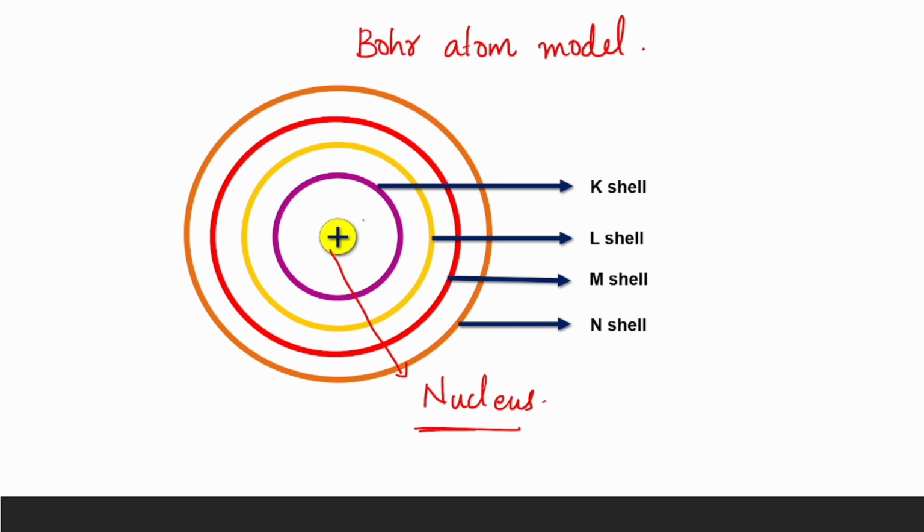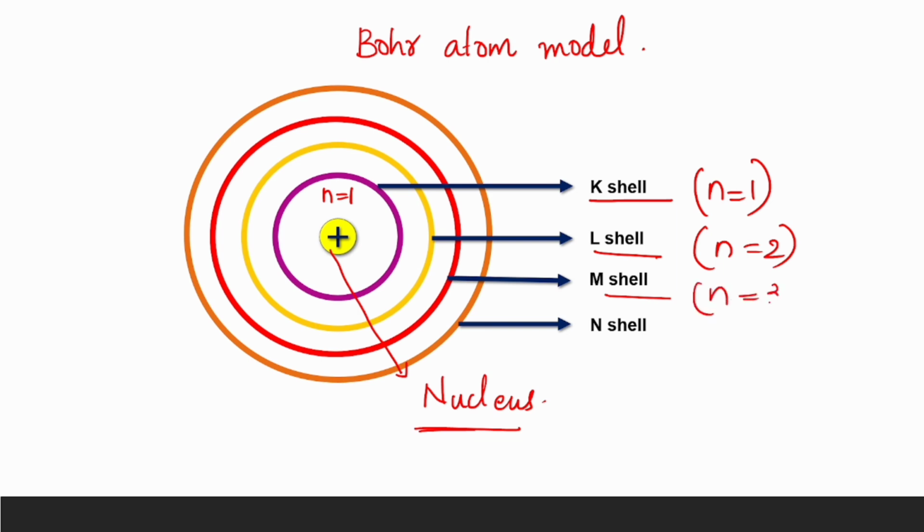So the electrons are revolving around in circular paths, and according to Bohr's concept, an electron can move only in certain circular paths. The first, n equal to 1, means near to the nucleus. The first shell is known as the K shell, so for the K shell, n is equal to 1. The next shell is known as the L shell, for which n is equal to 2. The third shell is known as the M shell, for which n equal to 3, and the last shell is known as the N shell, for which n equal to 4.